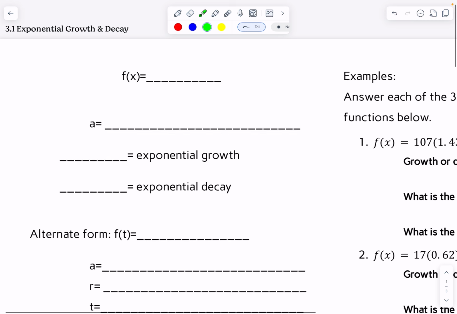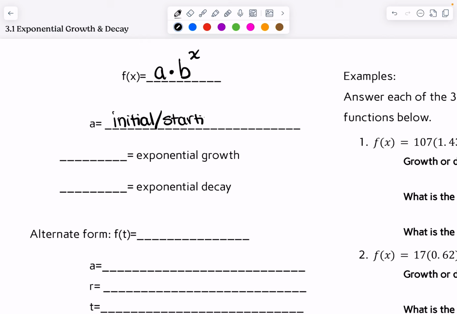Go ahead and open those up. And we're going to start with the format of an exponential function. There's kind of two formats here. So we're going to start with our most common first one, and that is going to be a times b to the x power. A times b to the x power. A is known as the initial or starting value. So it's whatever the starting value for your function or your situation is.